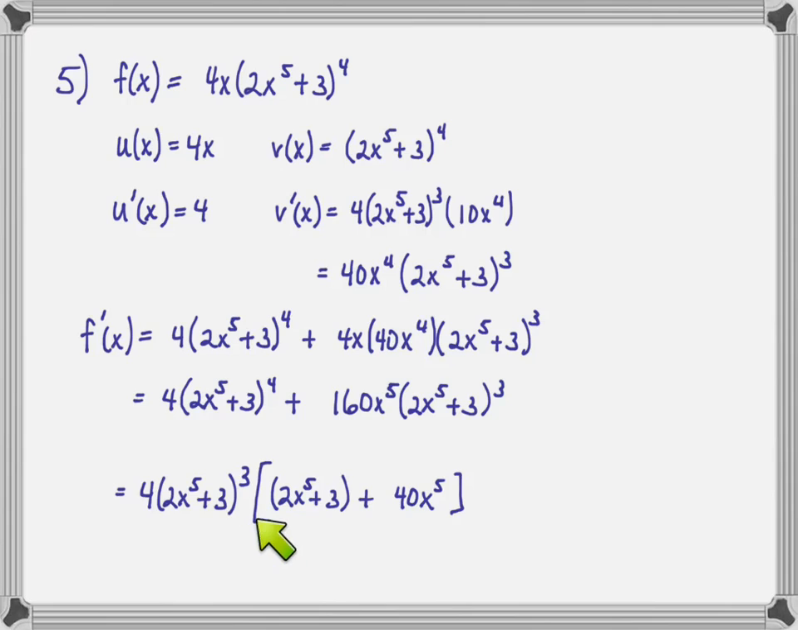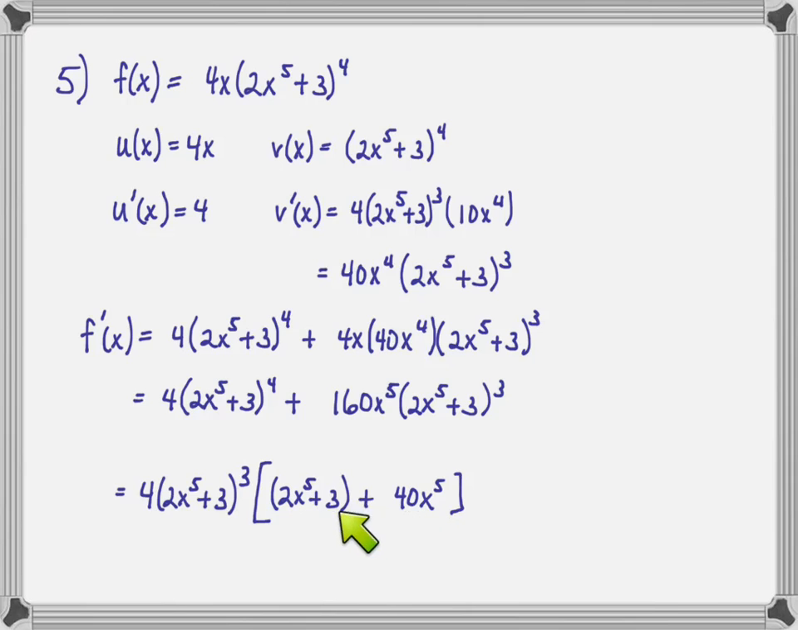Okay, now check it out. If I did this expression times this, would we not get 4 times (2x^5 + 3)^4? We would. And if we did this expression times 40x^5, we would get exactly this expression. So the factoring is okay.